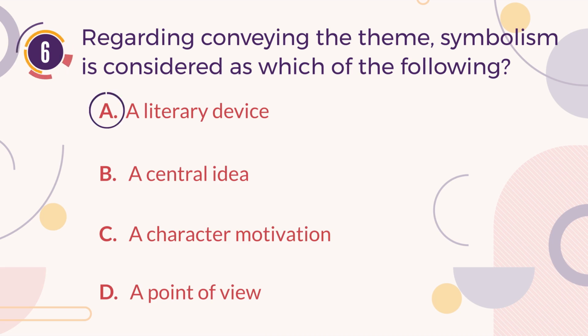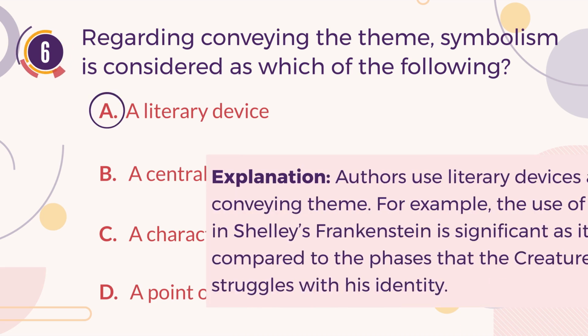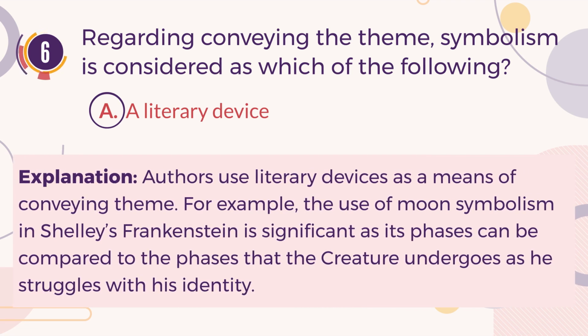The correct answer is A. A literary device. Explanation. Authors use literary devices as a means of conveying theme. For example, the use of moon symbolism in Shelley's Frankenstein is significant as its phases can be compared to the phases that the creature undergoes as he struggles with his identity.